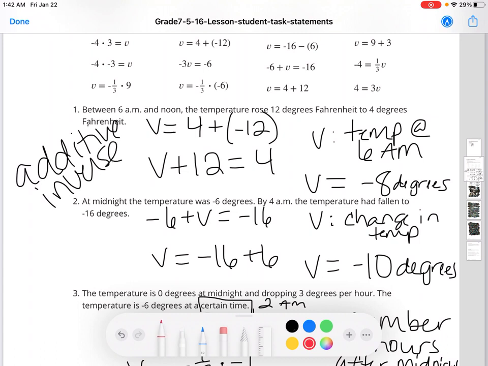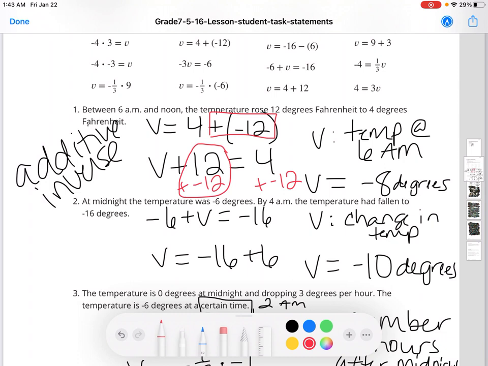So if you notice, the equation V plus 12 equals 4. Well, the additive inverse of adding +12 would be adding -12. So if I added -12 here, I have to do it to both sides. And this +12 plus -12 equals 0. V plus 0 is V. And then I have 4 plus -12. Same thing on number 2.